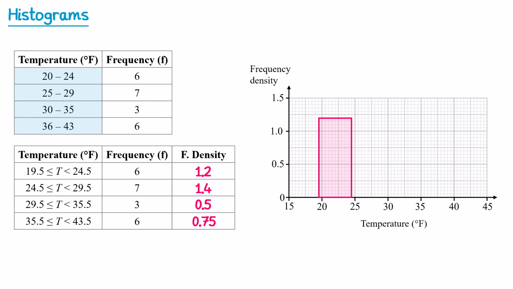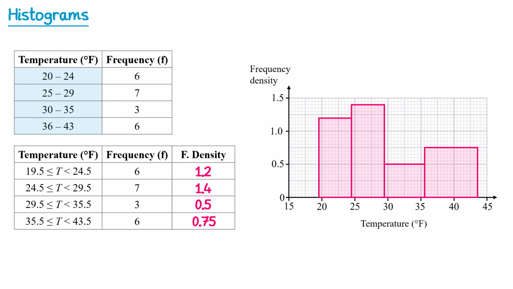We then repeat this for the other bars, so between 24.5 and 29.5 up to 1.4, that would go here. Between 29.5 and 35.5 up to 0.5, that goes here. Between 35.5 and 43.5 up to 0.75 goes here. So you need to be careful if data is given to you in this way and the question specifies that the values were rounded to the nearest, say, degree, or whatever the context of the question is.